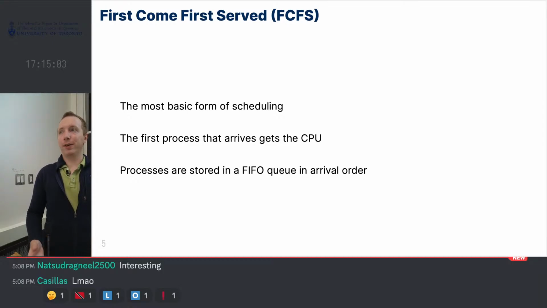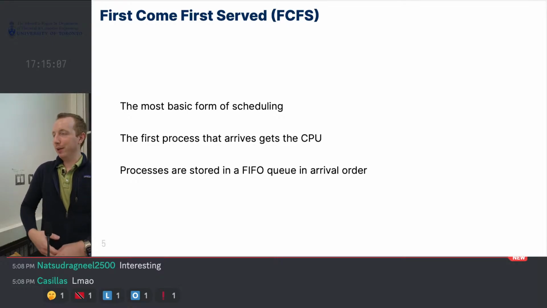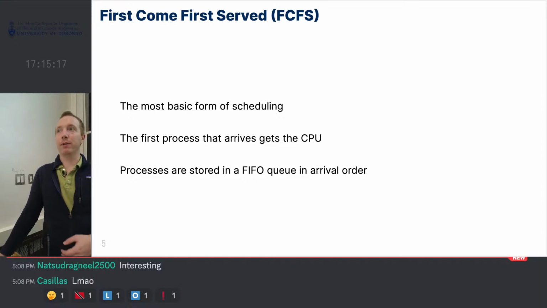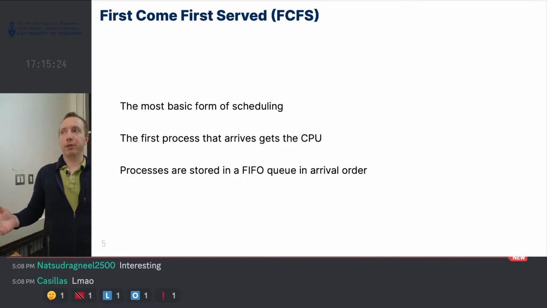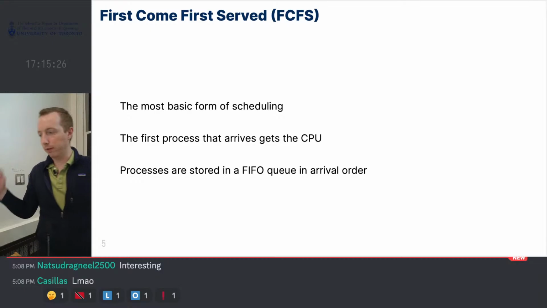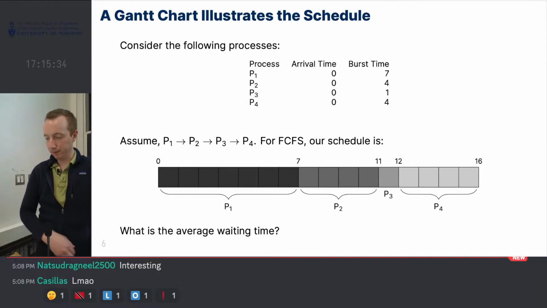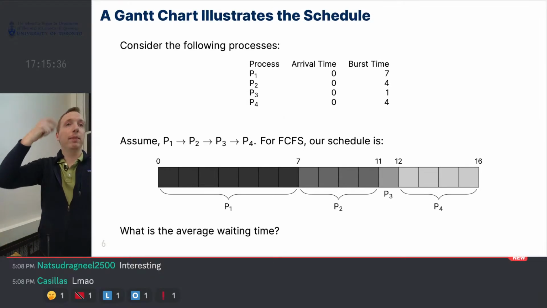First algorithm, not really an algorithm: first come, first serve. That is actually a form of scheduling. It just means the first process that arrives gets the CPU. Processes are stored in a FIFO queue, first in, first out, if you don't remember what that means. It's just like a normal queue if you go and get food. It maintains this queue in arrival order, so whatever arrived first is at the front of the line.